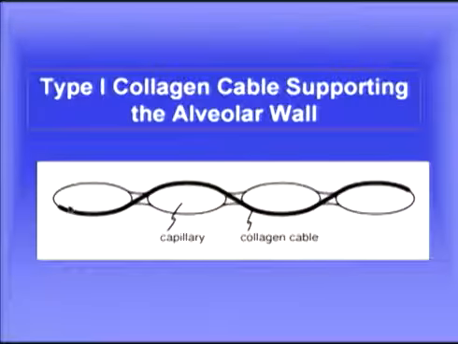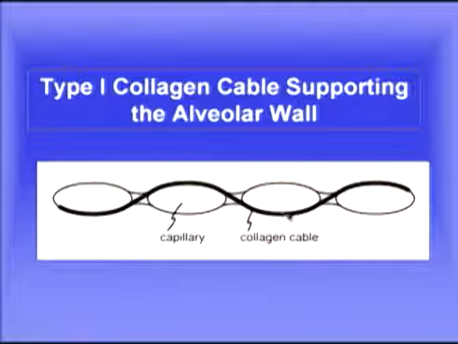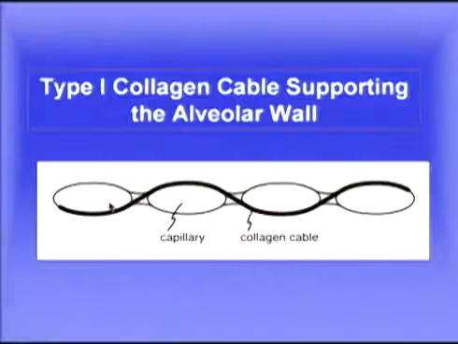slide here, which snakes its way along the alveolar wall, crossing from one side of a capillary to the other, a type 1 collagen cable. And apparently this cable is essential in preserving the integrity of the alveolar wall and presumably the capillaries themselves. So this is an important feature, and this is on the thick side of the blood-gas barrier.